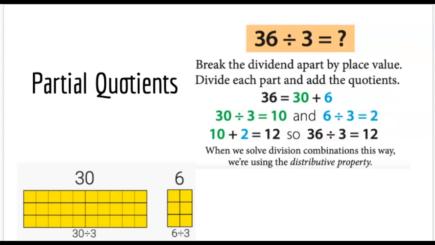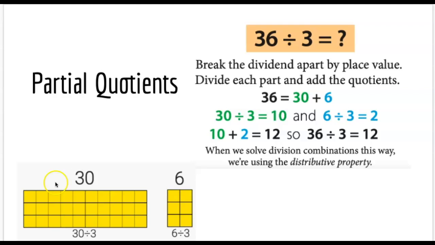The last strategy we're going to look at is partial quotients. And when we were looking at multiplication strategies, we talked about partial products. And this works in a similar way. If we look at this problem, 36 divided by 3, we don't have to take the whole 36 and divide it by 3. We can break 36 up. We know 36 can be broken up into 30 plus 6, so it might be easier in this case to divide 30 divided by 3 and then divide 6 divided by 3.